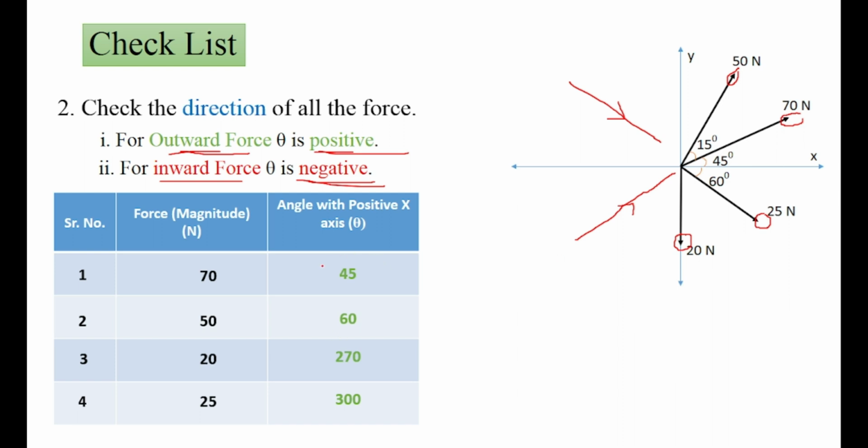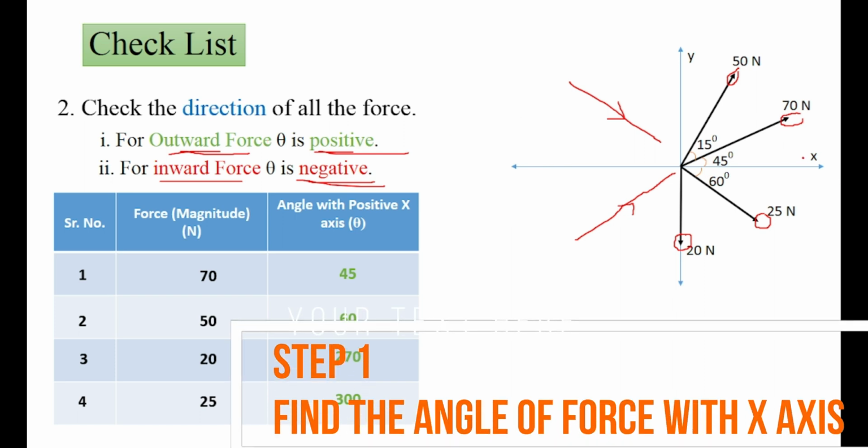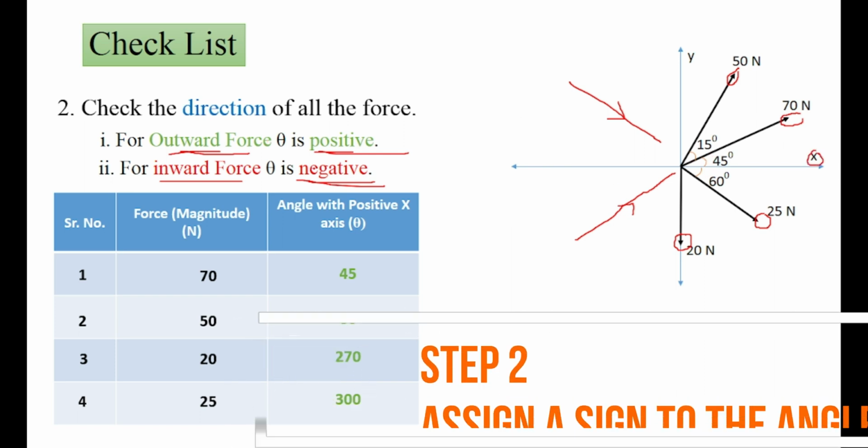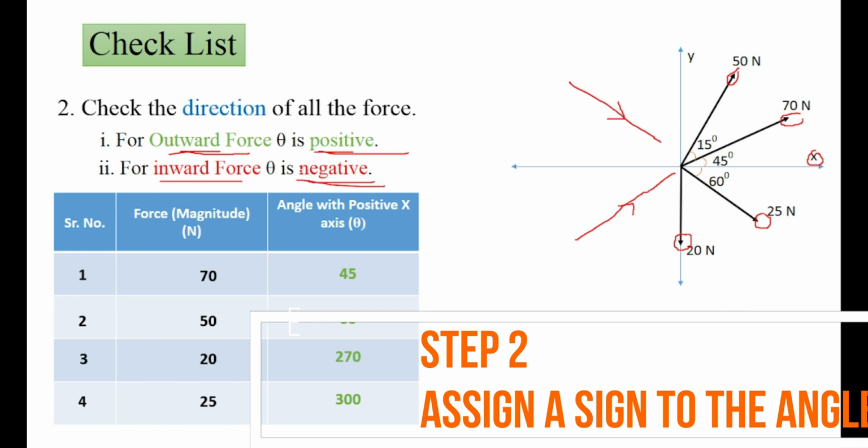We are not going to change the value of theta, but we will give the sign positive or negative depending on the direction of the force. So in this way, you should follow these two steps. Step 1, find the angle with respect to x-axis. Step 2, find the angle is positive or negative. That's it.